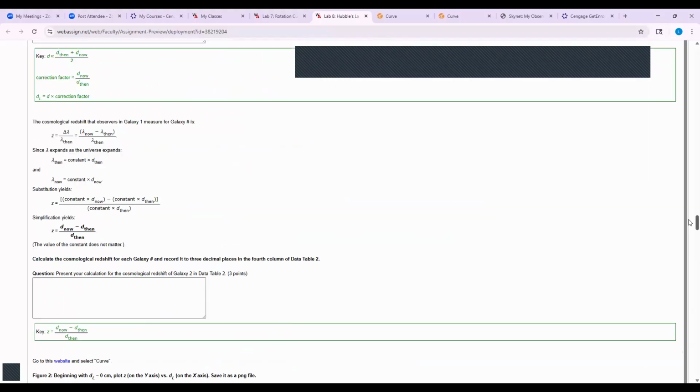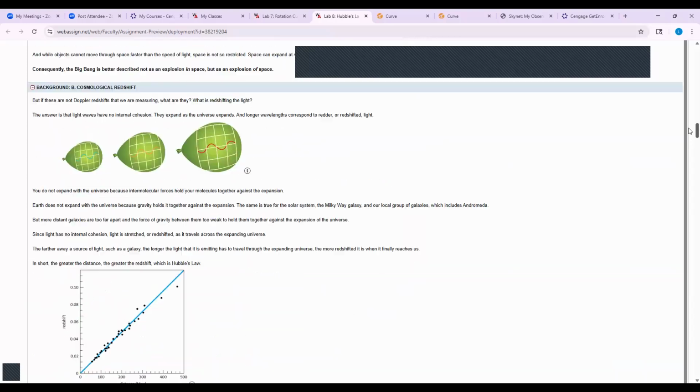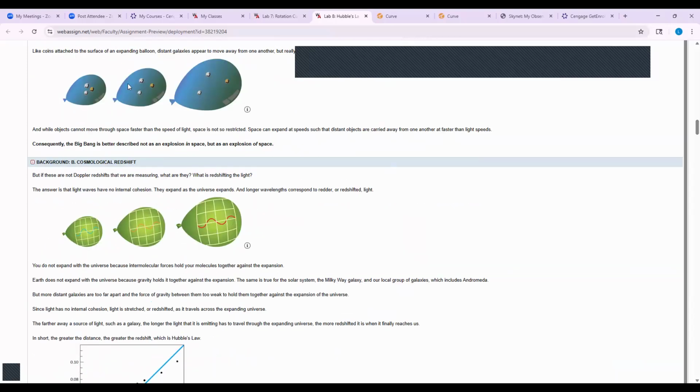And that's something these graphs show very iconically. When you expand the balloon, all the galaxies are going to be farther away from each other. Therefore, it doesn't matter where we are located, there is no center of the expansion.